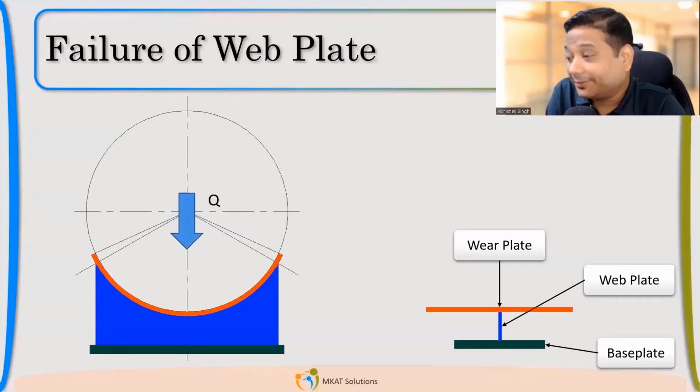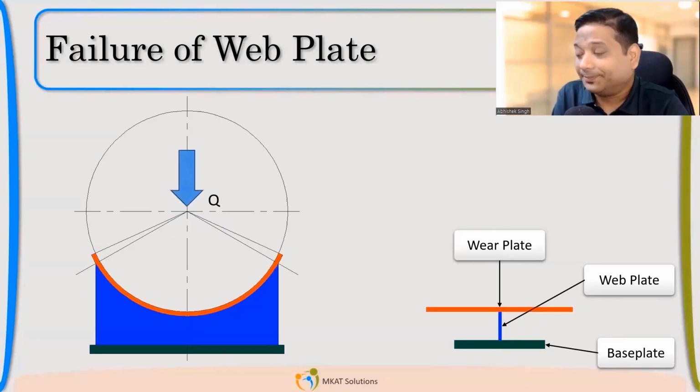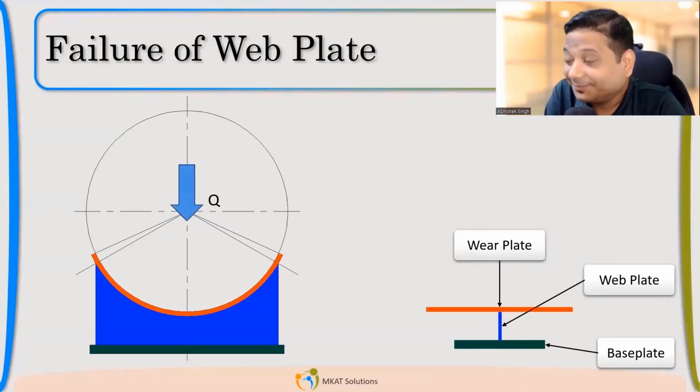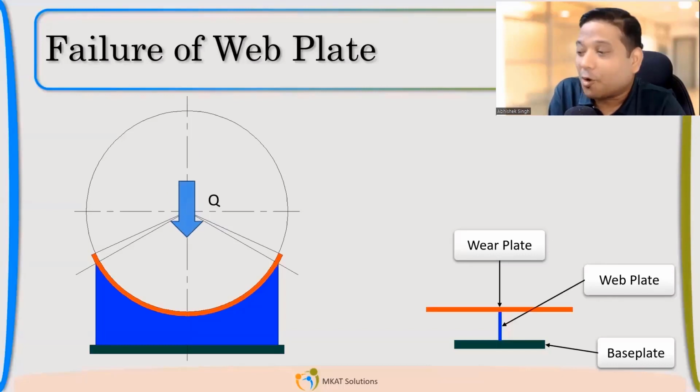Now, how will the web plate fail, how will it fail? Shearing. What else? Bending. Compression. Yes, one we can definitely say is compression. Vertical load, and there is an area which is restricting it. So compression. Now, definitely bending will also come into play.